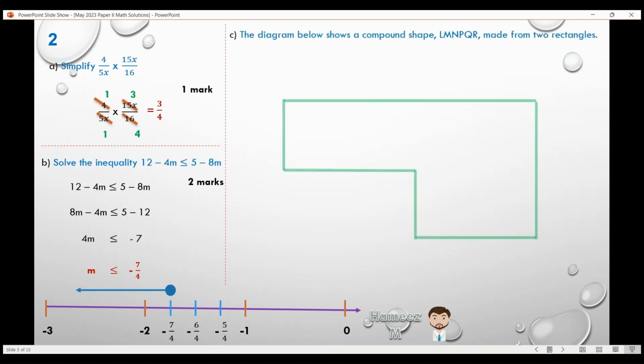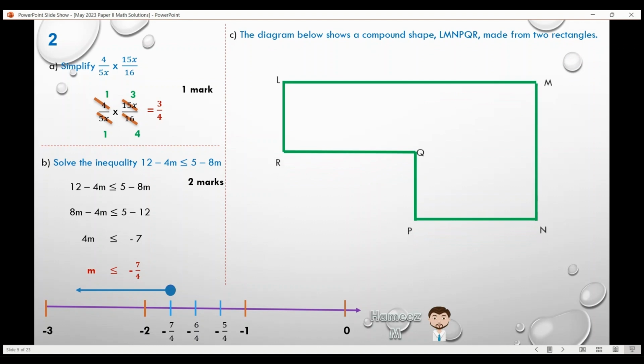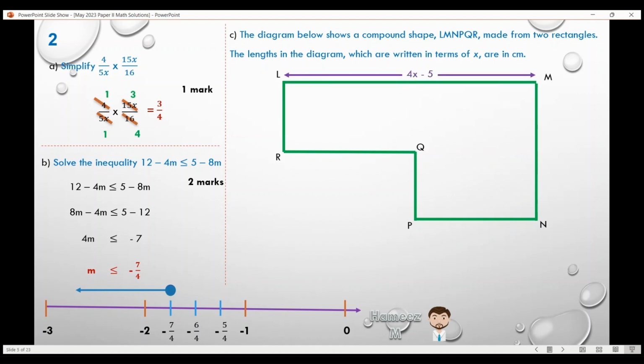So let's go on to 2 part C. The diagram below shows a compound shape, L, M, N, P, Q, R, made from 2 rectangles. The lengths in the diagram, which are written in terms of x, are in centimeters, and I'll bring them up one at a time. LM is 4x minus 5. MN is 3x. PN or NP is x plus 1. And LR or RL is x plus 3.